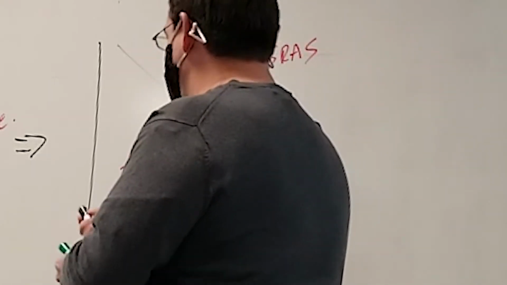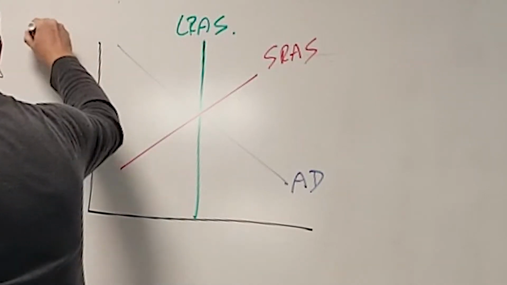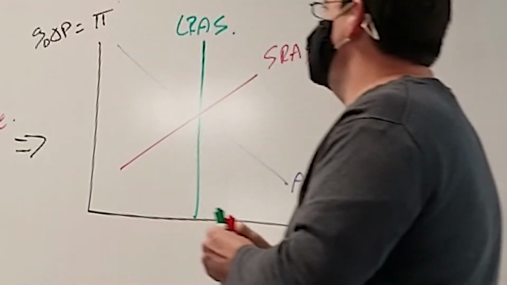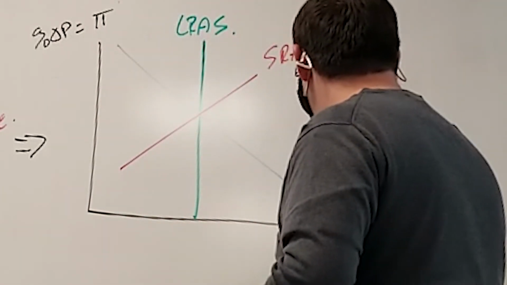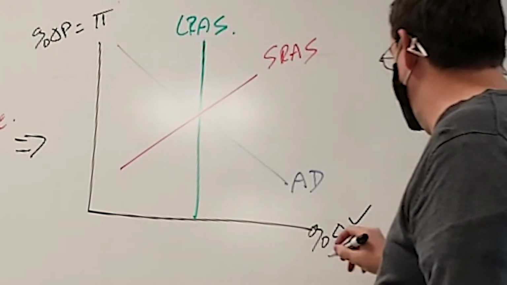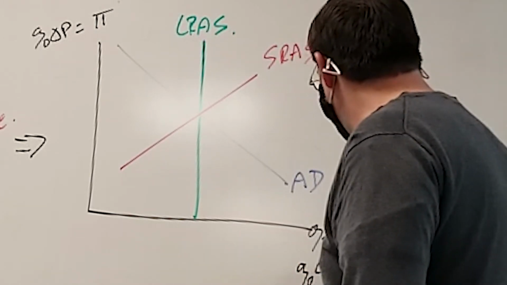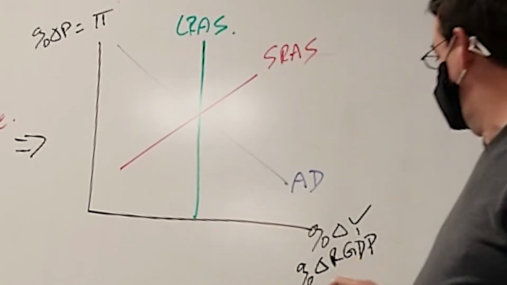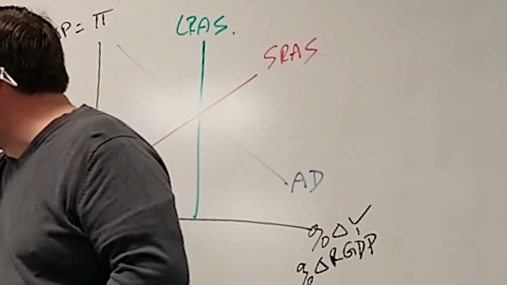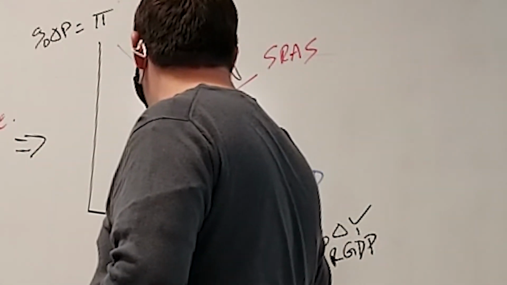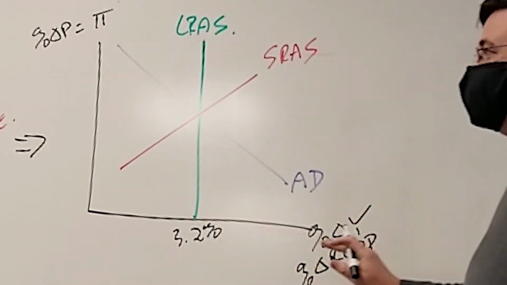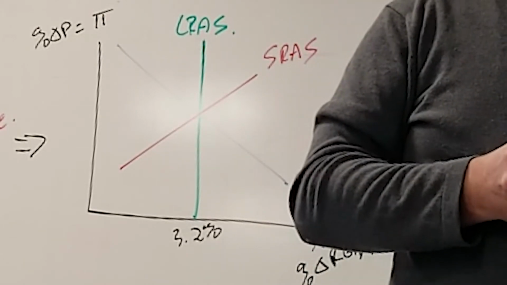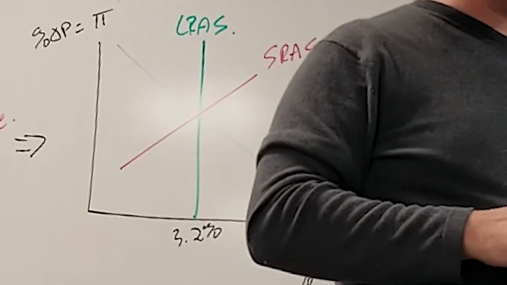And we will put on our axes the percentage change in price, which we can signify as pi for inflation, and the percentage change in output, or similarly, the percentage change in real GDP. And we can say that real GDP trends at about 3.2%. So we're going to describe how these axes are not in absolute terms, but in dynamic terms instead. I'll come back to that in a minute. Next slide.